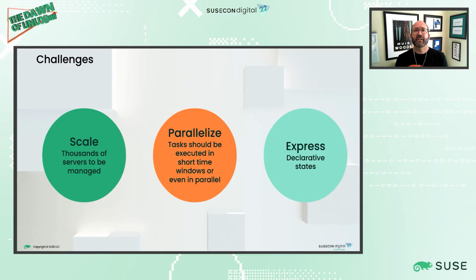And then finally, we wanted to be able to express tasks as declarative states so that we were not telling the systems what to do. Rather, we were telling them what we wanted to achieve and allowing them to do the right thing to make that happen.